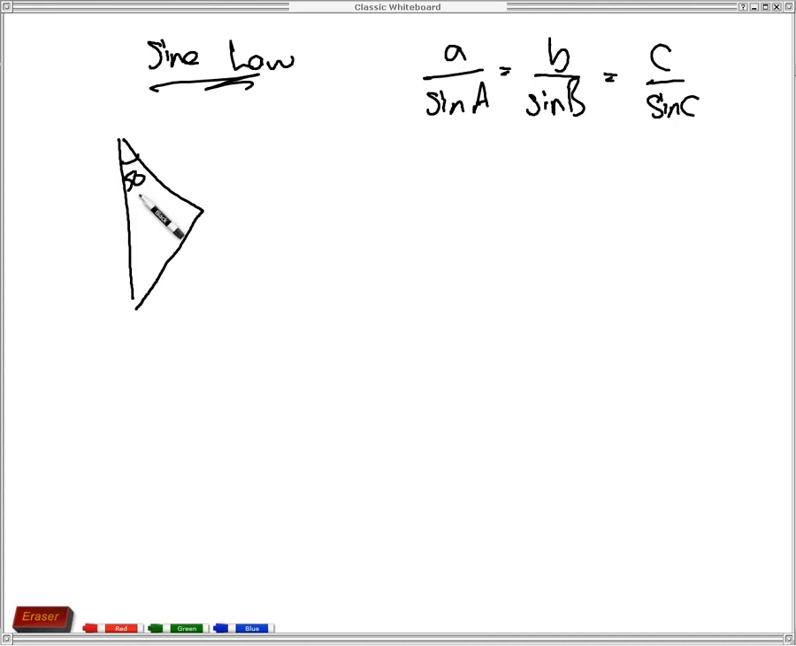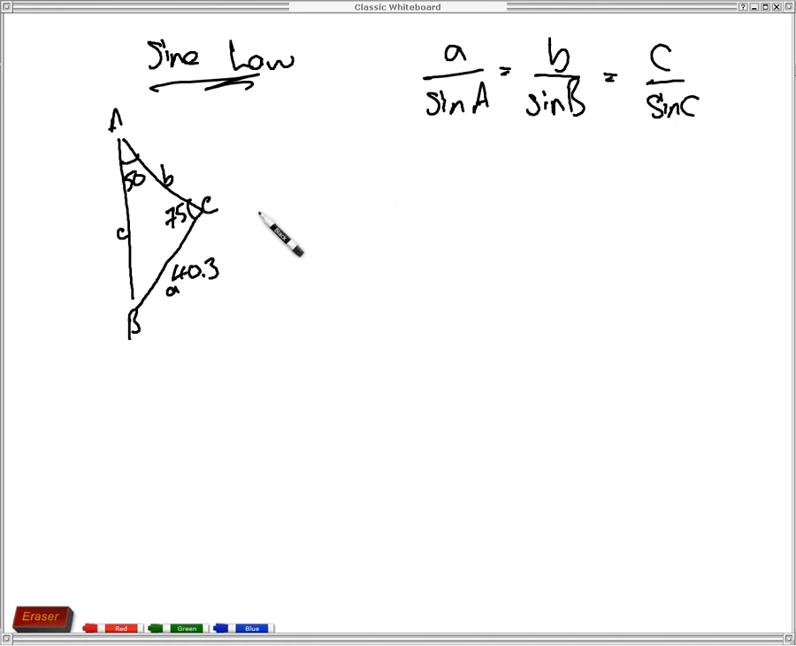Let's say that's 50. That one's 75. Let's say this one's, let's say, 40.3. Do a bit of labelling. A, B, C. Those are the angles. So A, B, and C. Those are the small letters. Those are the sides.